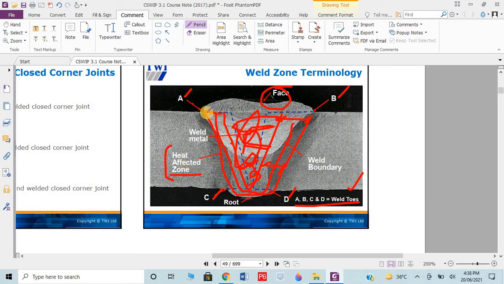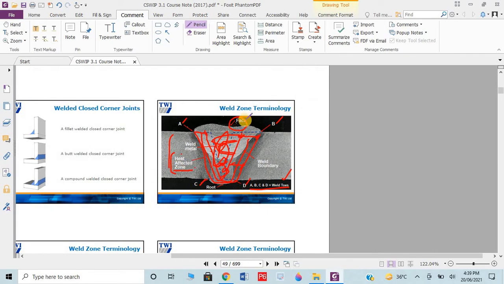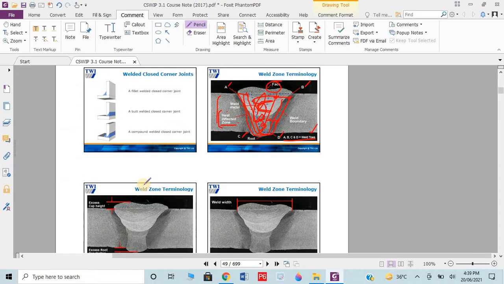Due to that heat, some metallurgical properties of the weld metal or the body, the entire body, could change. So heat affected zone is a very important term. I will explain further regarding the heat affected zone, how it can be heated and what the further divisions in HAZ are. Face, all the corners are toes, bottom is root, this is the weld area, and the surrounding area which is affected due to welding is called HAZ, heat affected zone.